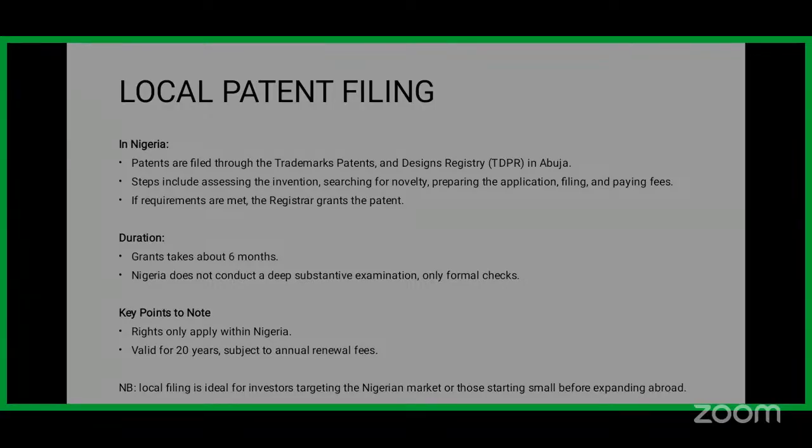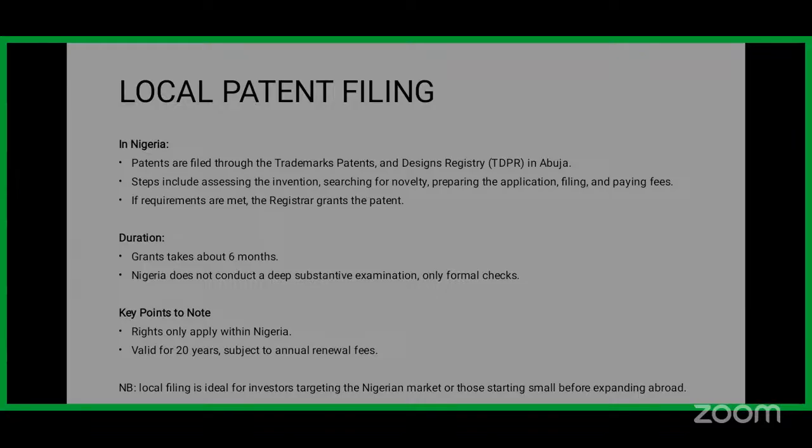So also, filing fees are required in Nigeria, and your invention must fall under the category of patentable inventions in Nigeria, as provided under the Patent and Design Act. It must be new, it must be inventive, and it must have industrial application. We've done all of that. So the duration for grants of patents in Nigeria is usually 6 months. If you file, it can take a maximum of 6 months before you're granted your patent.